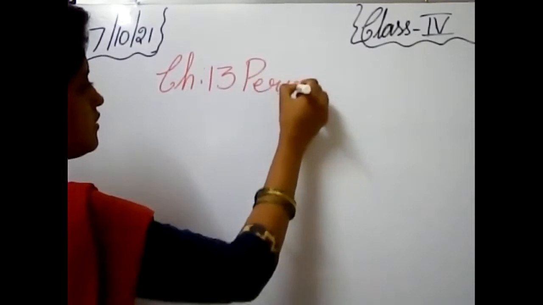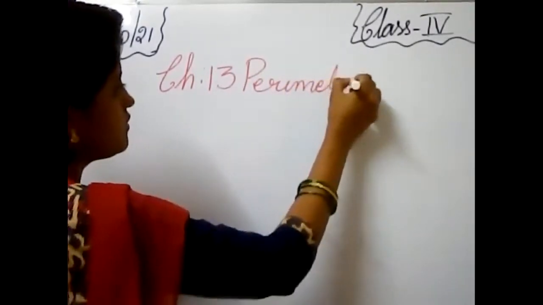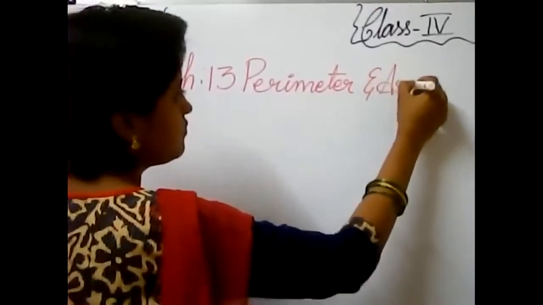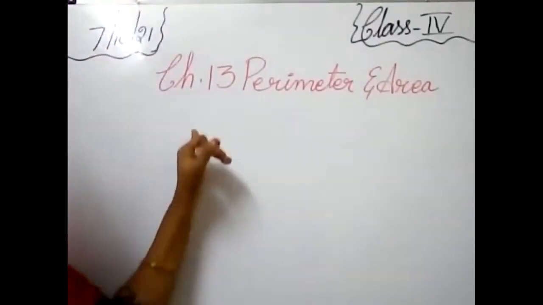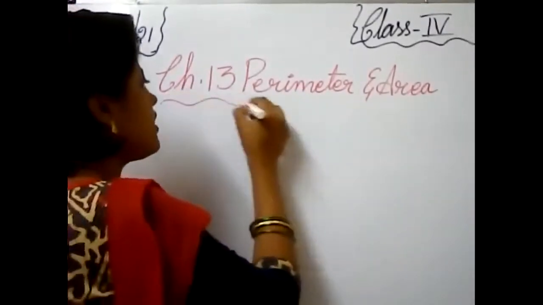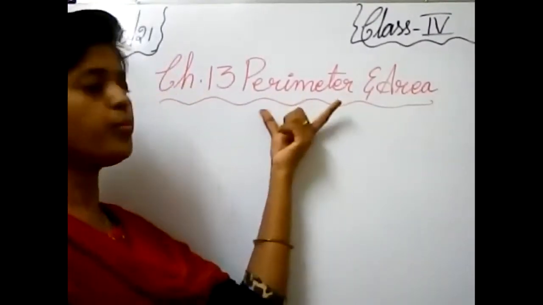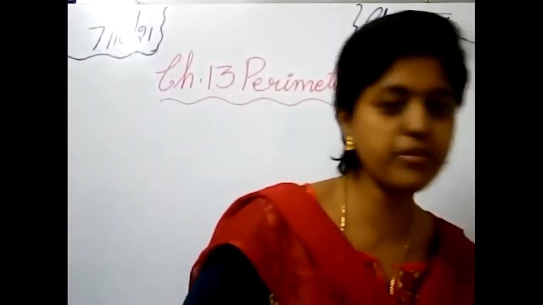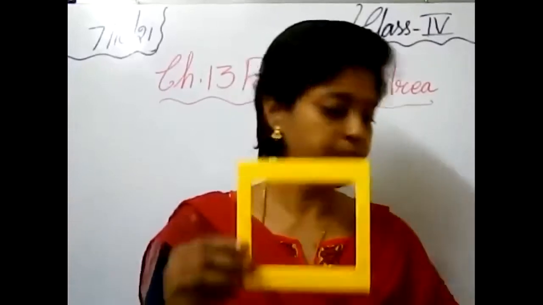Perimeter and area. Today our topic is what, children? Perimeter and area. So before, what is perimeter? Before that, let me show you some figures.